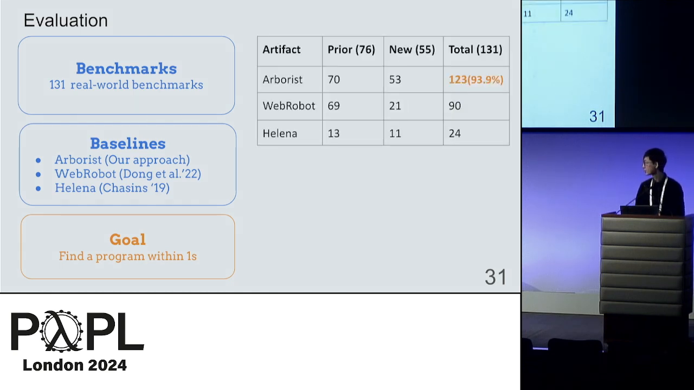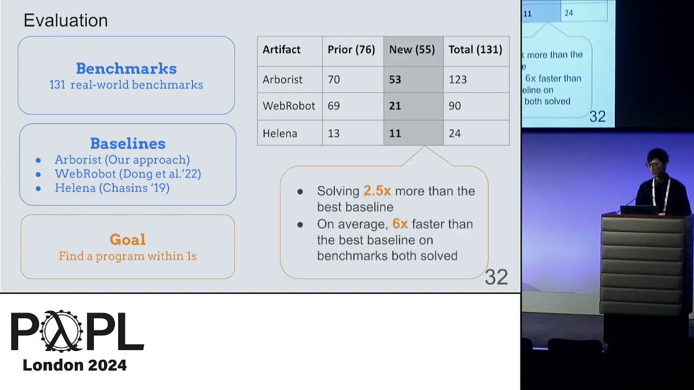So the result shows that our artifact can solve 93.9% of the total benchmarks, which is significantly more than the other baselines. And worth mentioning, on the newly collected and generally more challenging benchmarks, we can solve 2.5 times more and use 6 times less time than the state-of-the-art technique.